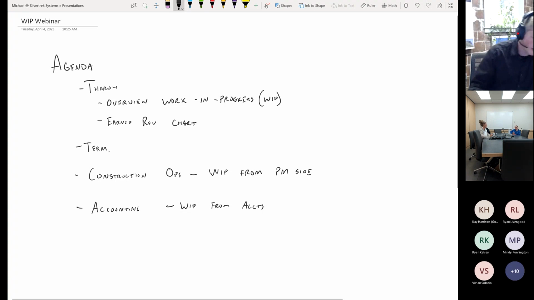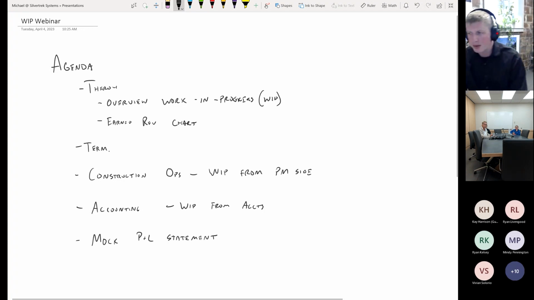We're going to go ahead at the very end and put together a mock P&L statement. What we're going to do is show what happens to a company when you do a P&L statement without a work in progress schedule, without doing over and under billings, and what happens when you do it with it, so that you can get a sense for how that works.